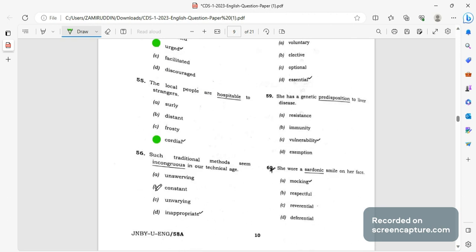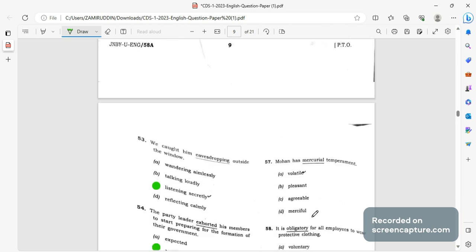Such traditional methods seem incongruous in our technical age. Incongruous, inappropriate. इनकॉन्ग्रुएंट बोलते हैं ना हम लोग मैथ्स में. इनकॉन्ग्रुएंट मतलब उससे रिलाई नहीं कर रहा है, पैरेलल नहीं है बोथ. सो वी कैन से इनकॉन्ग्रुएंट मतलब इनअप्रोप्रिएट. हम लोग मैथ्स में कॉन्ग्रुएंसी प्रूव करते हैं ना बिटवीन टू ट्रायंगल्स, whether they are similar or not. तो इसमें हम सेम वी कैन से दैट इनकॉन्ग्रुएंस मतलब inappropriate.